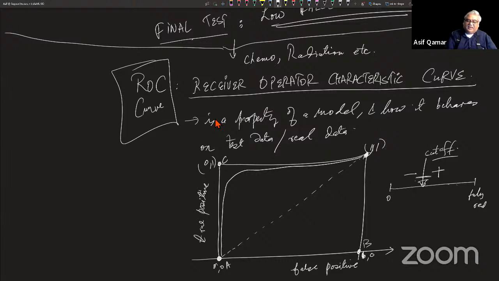A good one will go like this. In other words, with a very low false positive rate, you have achieved a very high true positive rate, right? A very high true positive rate. Are we together?